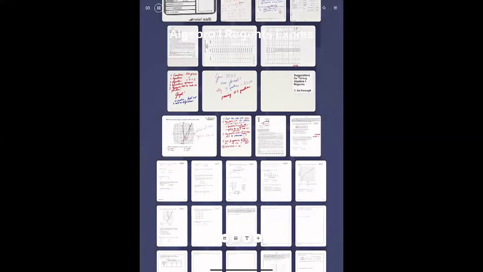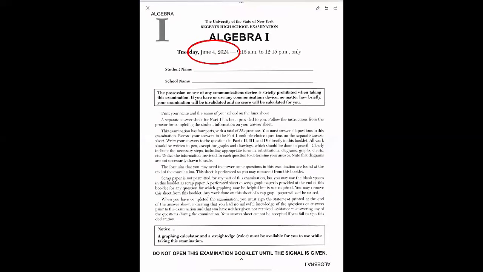So let's go to the actual exam. I'm going to go through the entire exam from June 2024, and I'm going to show you exactly what I mean. All right, so here's the exam. It was given this summer. This was the first new version of the Algebra 1 exam, 35 questions. All right, so let's go.